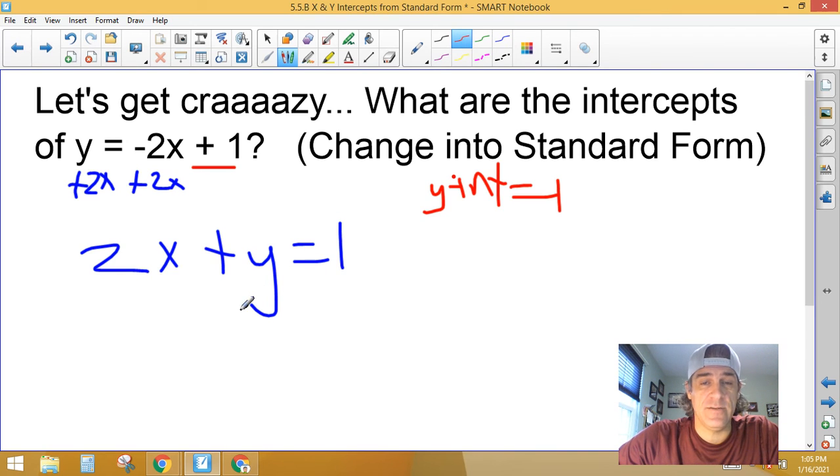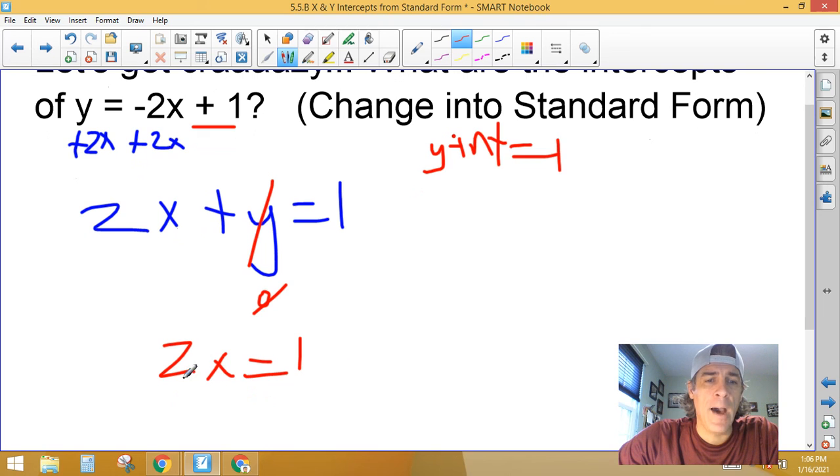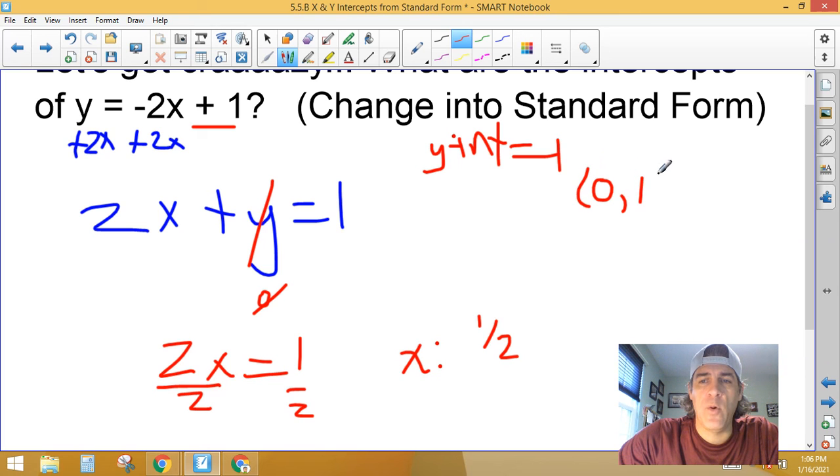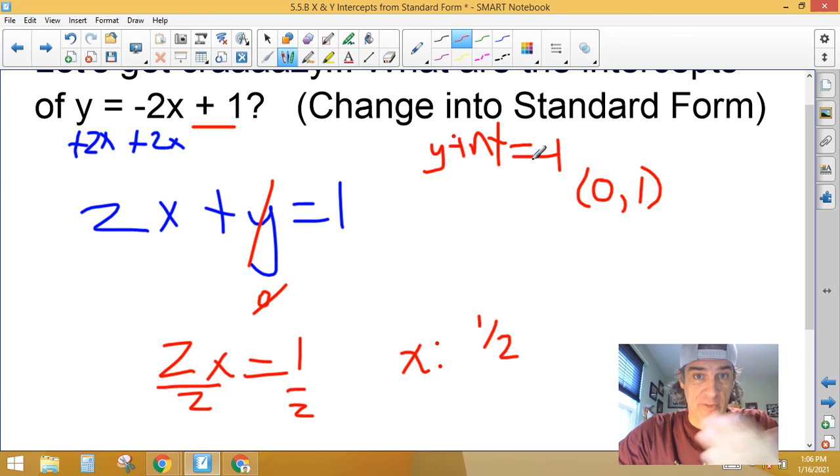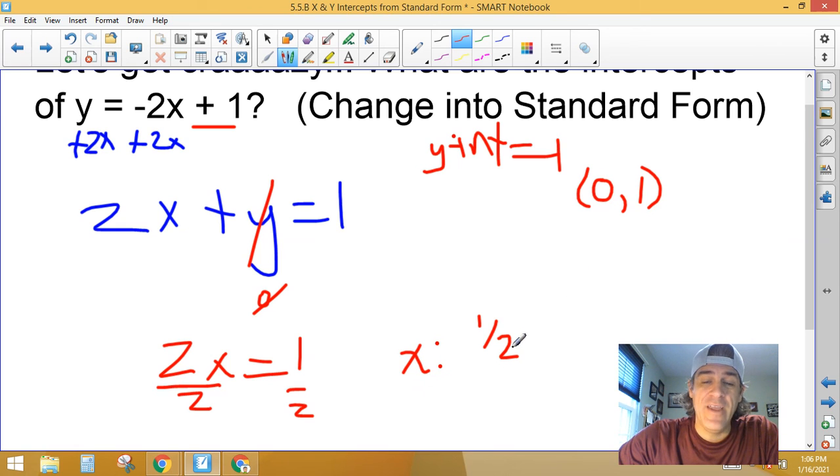But now I want to find the x-intercept. The x-intercept is when y is 0, so I'm just going to plug 0 in for my y. It goes away because it's 0, and I'm just left with 2x equals 1. I'm going to need to divide both sides by 2. So my x-intercept is actually 1/2. My y-intercept, as I wrote, was 0 comma 1, or I could say my y-intercept is the value of 1. My x-intercept is 1/2, and as an ordered pair it would be 1/2 comma 0.